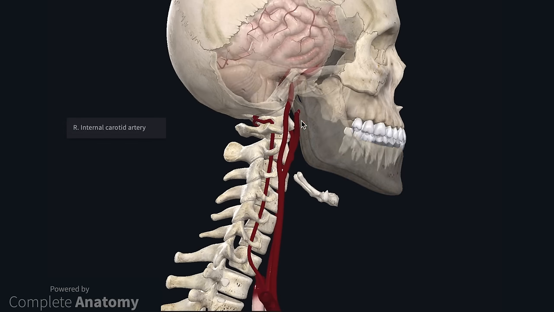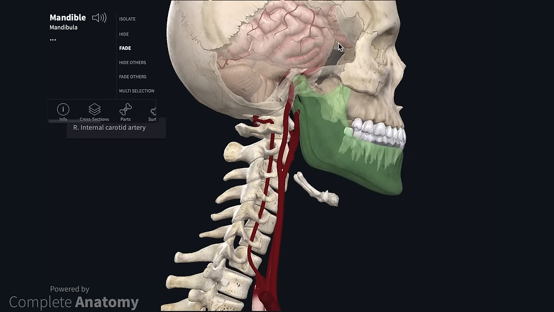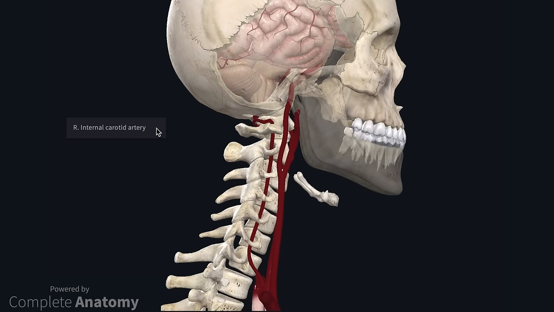On this screen, I have faded the mandible, the sphenoid bone, and the temporal bone so that we can see the course of the right internal carotid artery as it passes within the cranial vault. The internal carotid artery enters into the cranial vault by passing through the carotid canal and the upper portion of the foramen lacerum. The arterial supply to the brain article on the Geeky Medics website provides some extra detail on how the internal carotid artery looks on an angiogram.